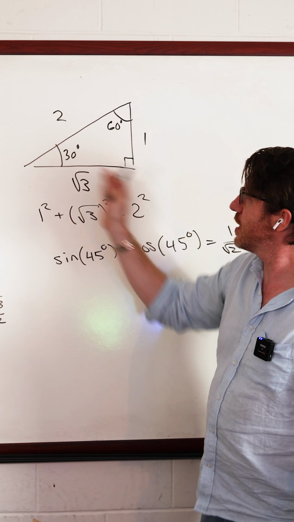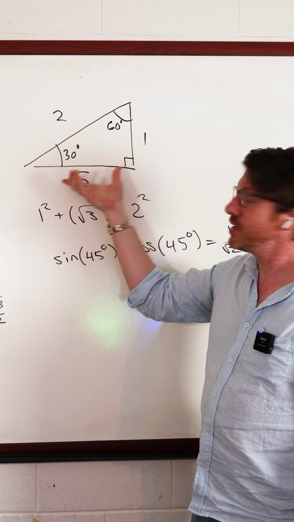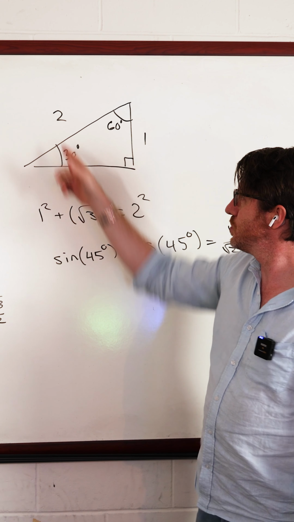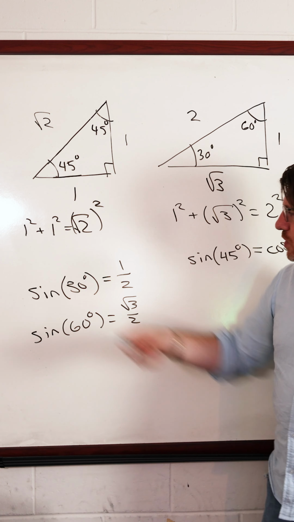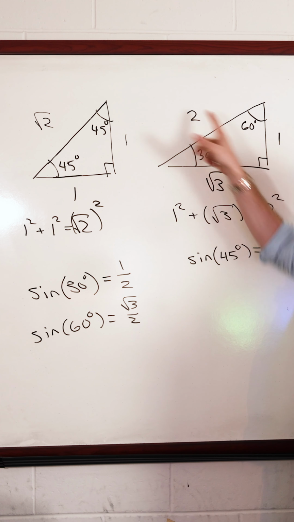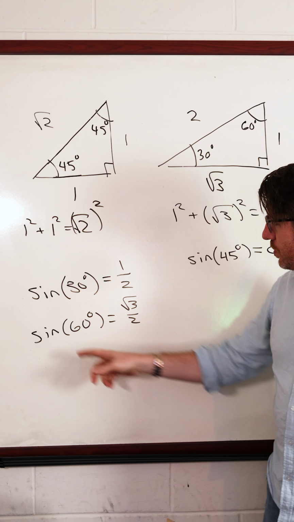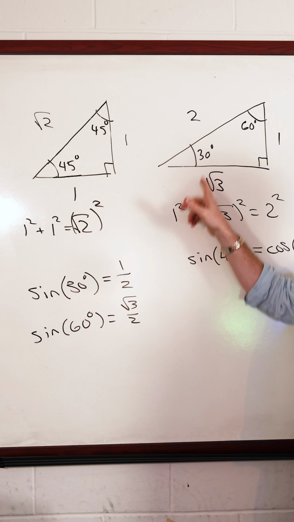And this guy is the 30, 60, 90 triangle. This is 1, 2, square root of 3. And if you want to compute sine of 30 degrees, then it's going to be opposite over hypotenuse, 1/2. Or if you want sine of 60 degrees, square root of 3 over 2.